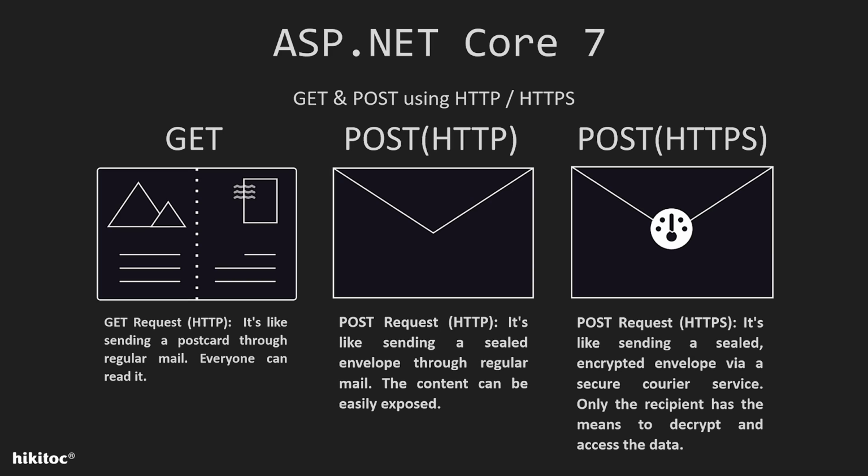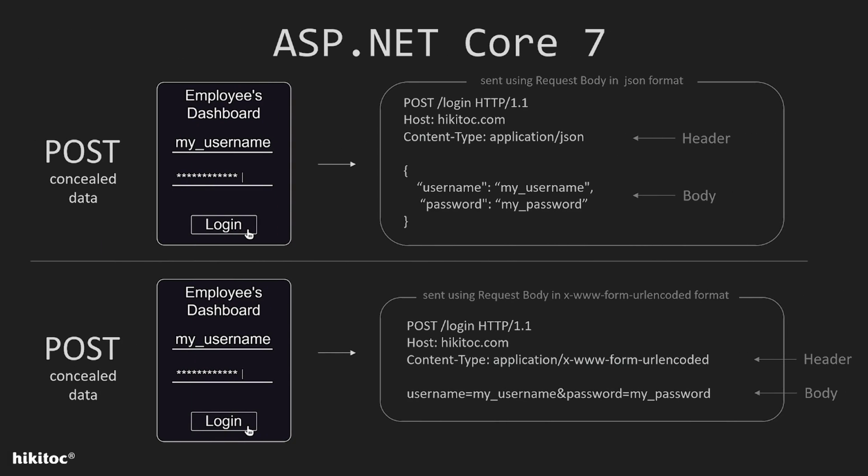The POST HTTP request, on the other hand, is like a sealed envelope, where the content inside the envelope is not visible to casual observers, but can be exposed. When using the HTTPS protocol, the message in the envelope can be encrypted, ensuring that only the intended recipient can open and read the contents. The POST request can be sent in different formats, and it can transfer data in the request body, which can be secured with HTTPS to encrypt the data during transmission.